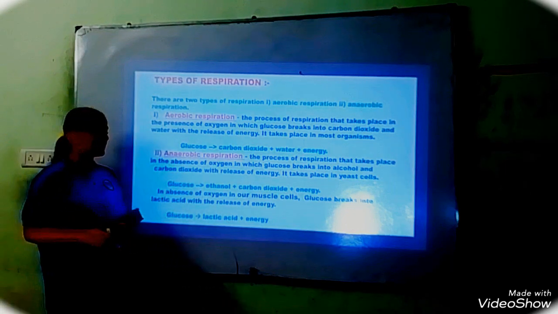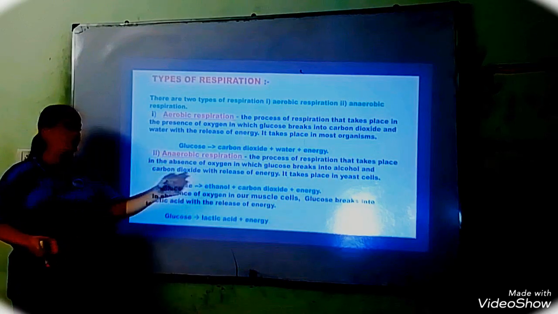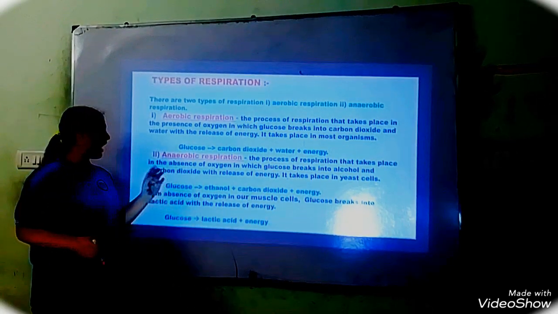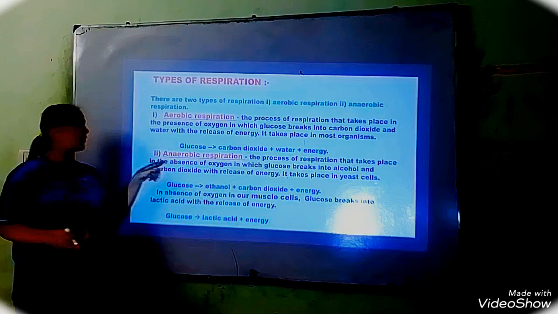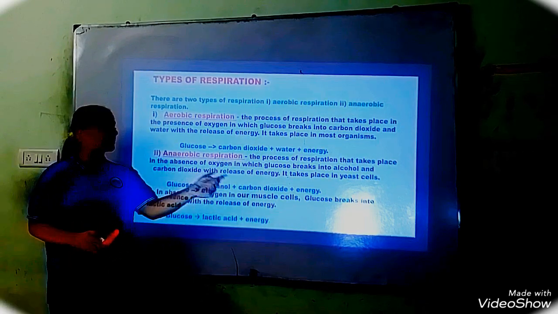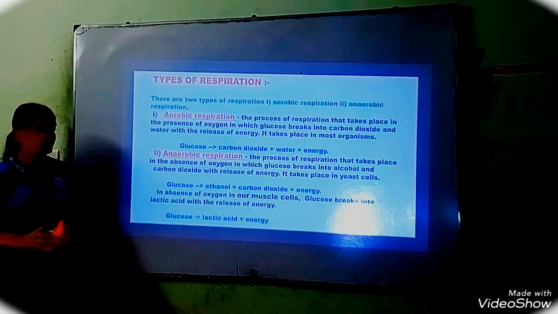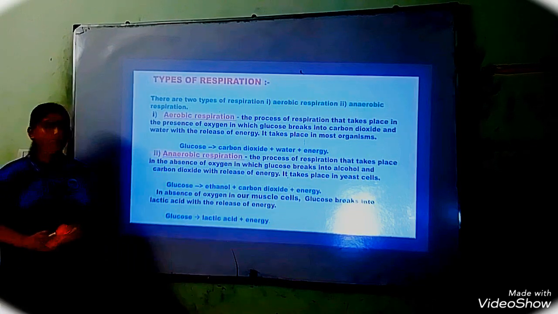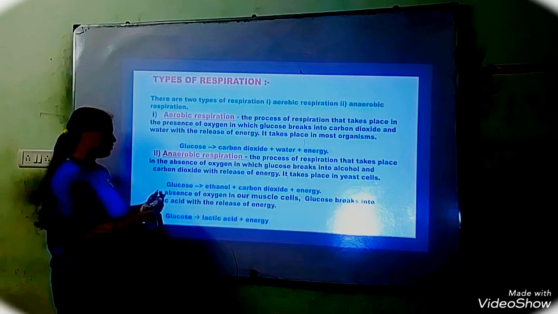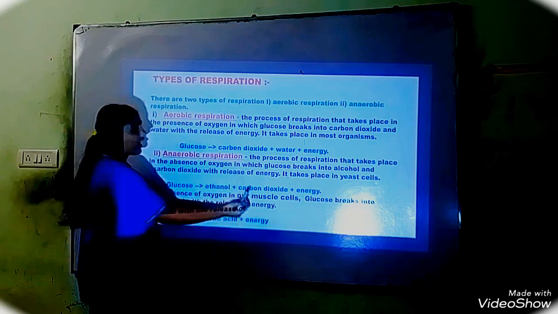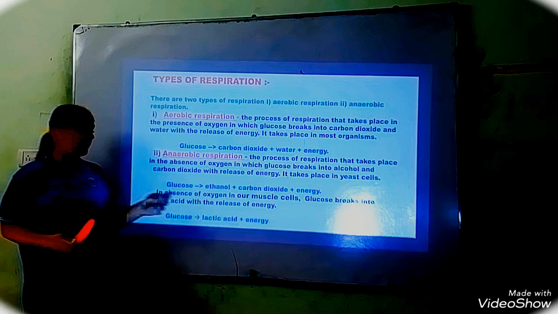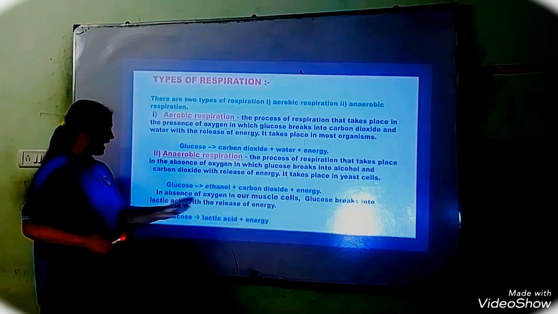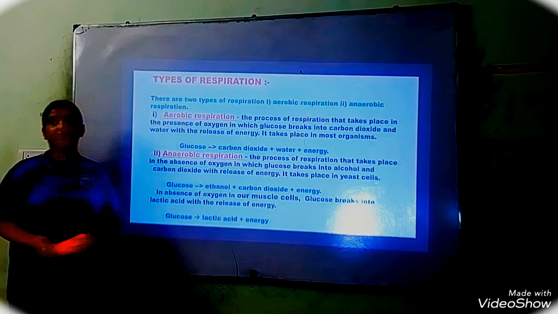The process of respiration that takes place in the absence of oxygen, in which glucose breaks into alcohol and carbon dioxide with the release of energy, is called anaerobic respiration. It takes place in yeast cells as well as muscle cells. This process can be represented by an equation, which is glucose breaks into ethanol plus carbon dioxide and energy. In the case of muscle cells, glucose breaks into lactic acid with the release of energy.